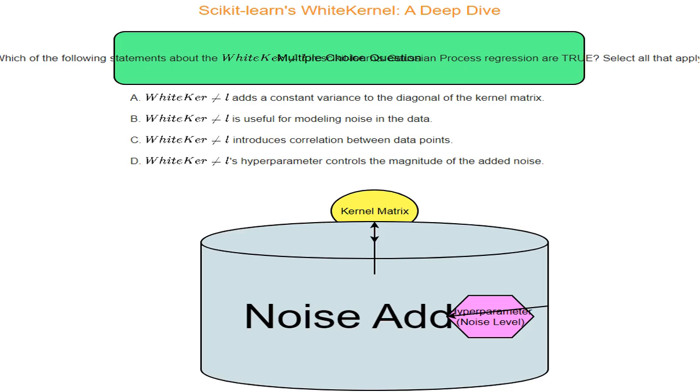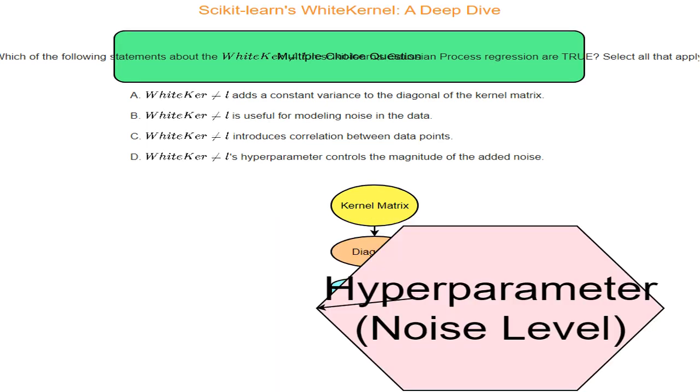The WhiteKernel adds noise to the diagonal of the kernel matrix, representing uncertainty associated with each data point. It's like adding a little bit of randomness to each data point's variance. The WhiteKernel has a hyperparameter, often called "noise_level", that lets you control how much noise you add. You get to fine-tune how much randomness you introduce.